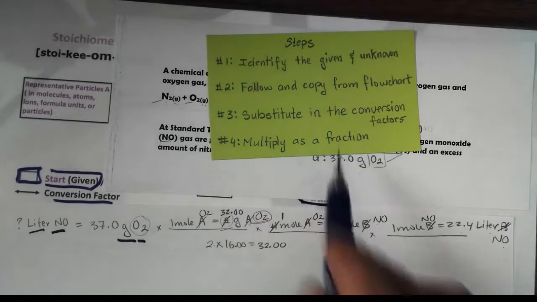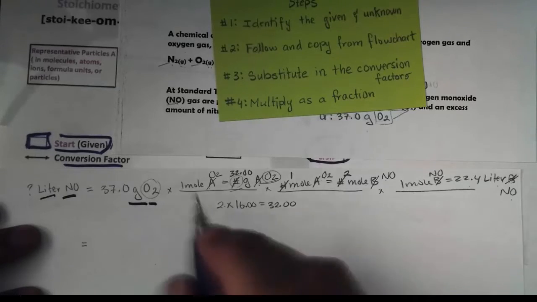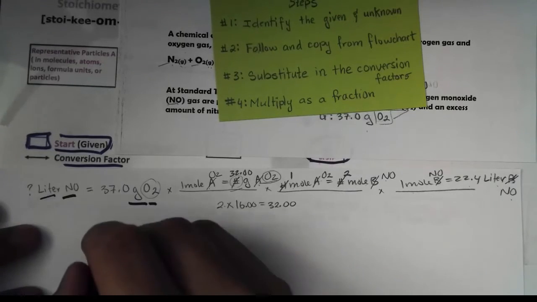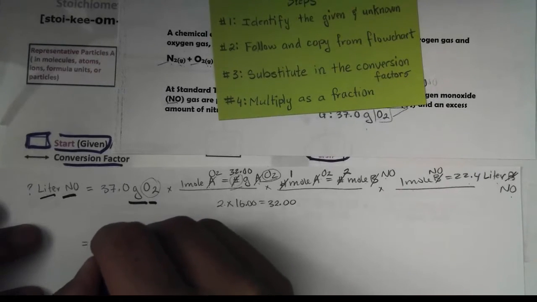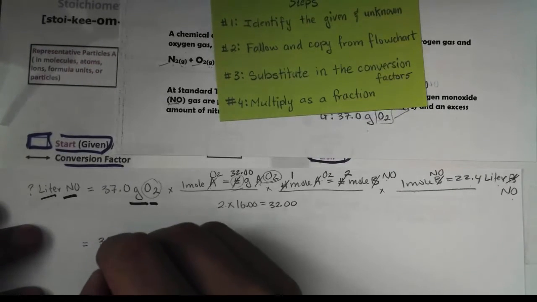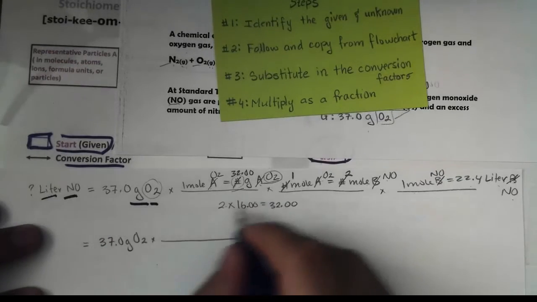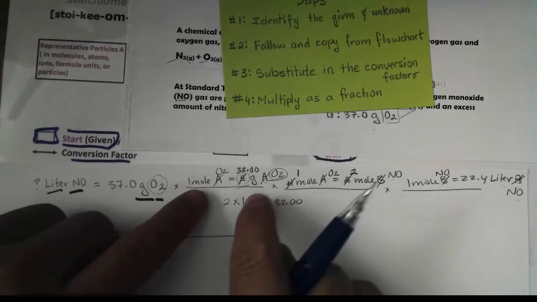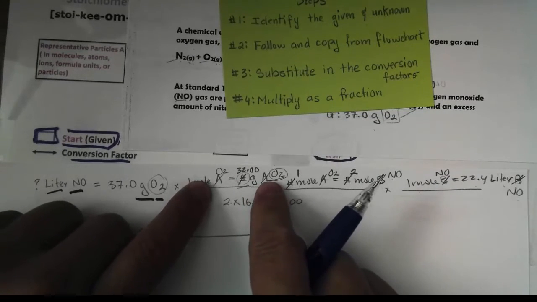That is, we multiply as a fraction, because these are now in conversion factor form. Can we multiply this as a fraction? And step 4 is probably the easiest part of all. That is, we just have to rewrite in terms of fractions. So first of all, we have 37.0 gram of O2. Then we times the first conversion factor, which is that one. Notice how the conversion factor has two sides, right? One on this side and the other one on that side.